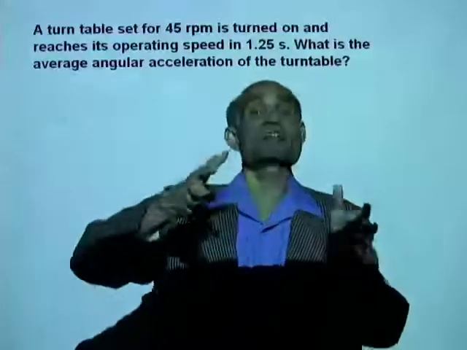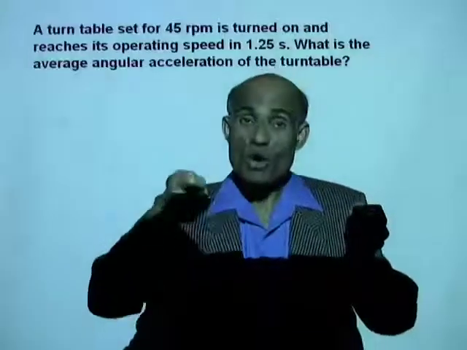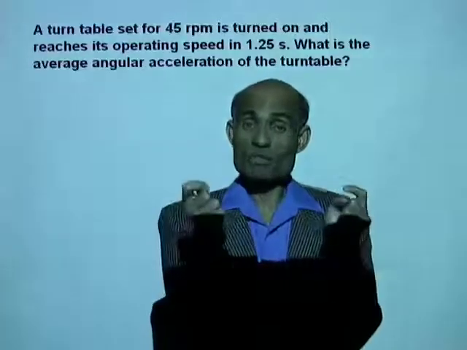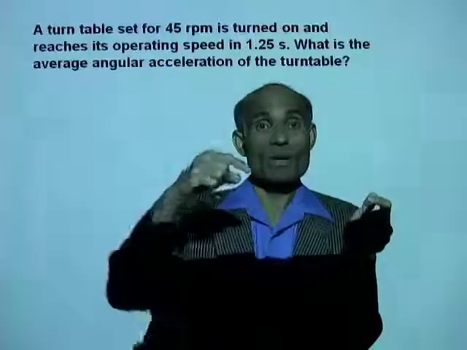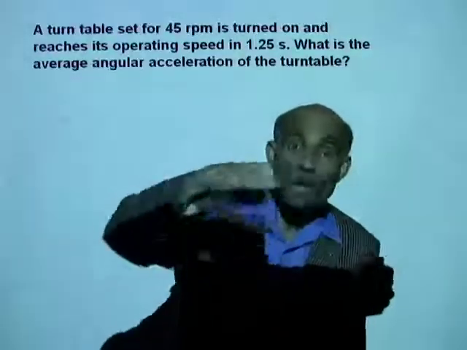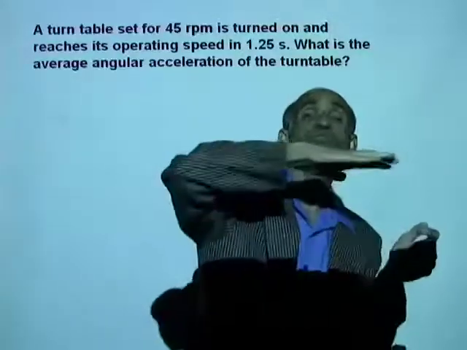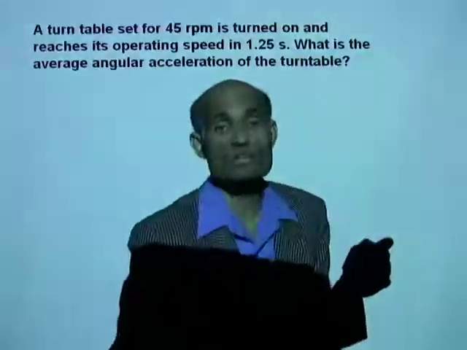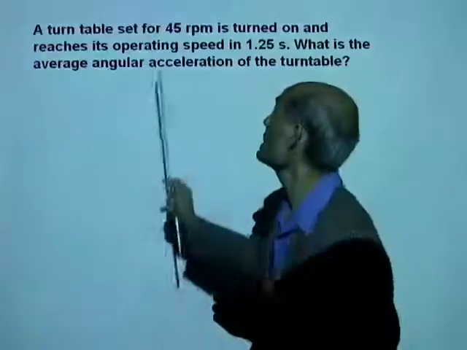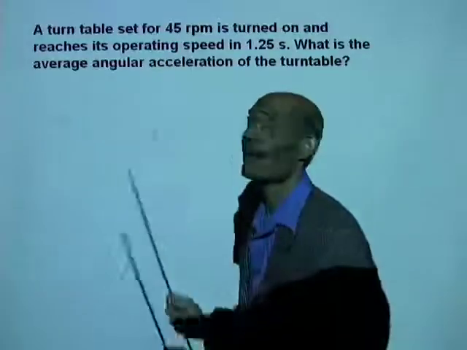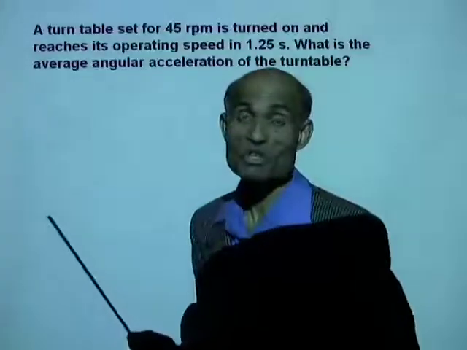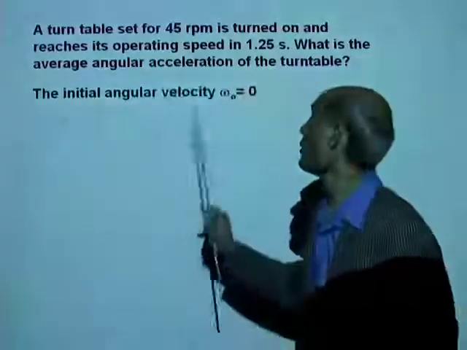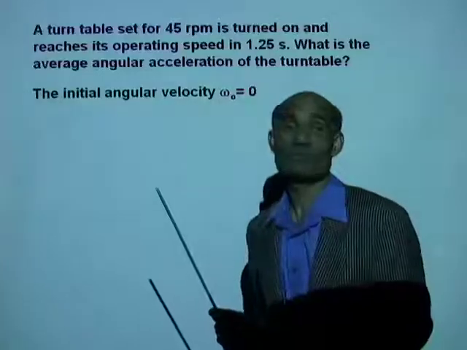A disc that rotates. The moment you turn it on, its initial angular velocity is 0. It picks up angular velocity and it reaches the operating speed. What is the operating speed? It is 45 RPM. So we have initial angular velocity omega 0 equal to 0.